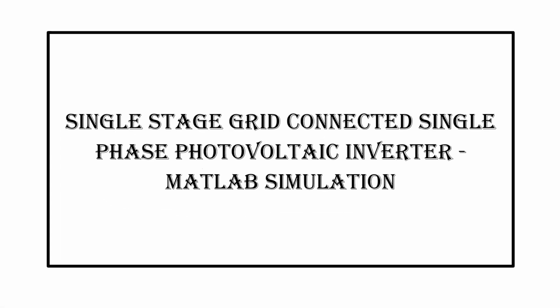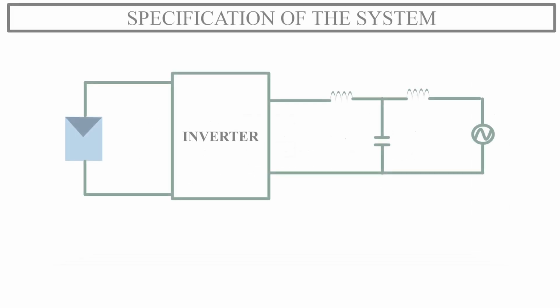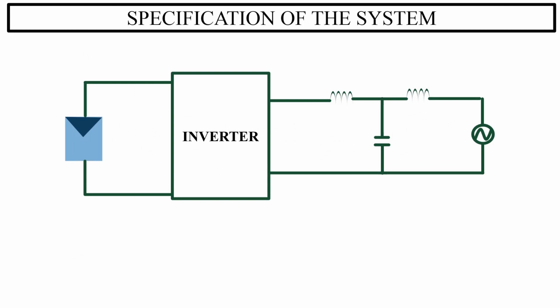Our today's discussion is on simulation of single-stage single-phase solar photovoltaic inverter using MATLAB. This is the basic schematic of a single-stage single-phase solar inverter. The output of the solar array is directly connected to the inverter input. LCL filter is used to filter out the harmonics in the grid current. Now I will give the specification of the complete system.